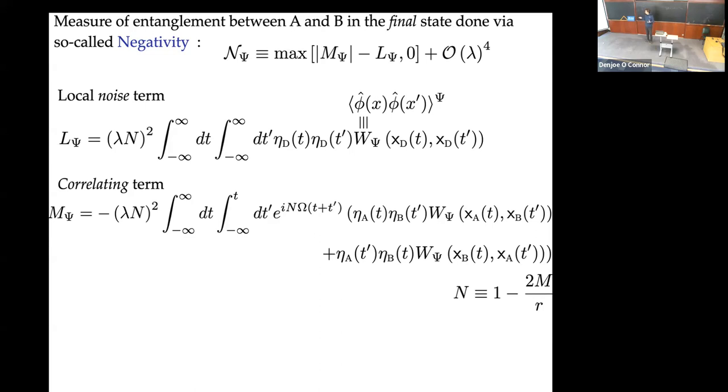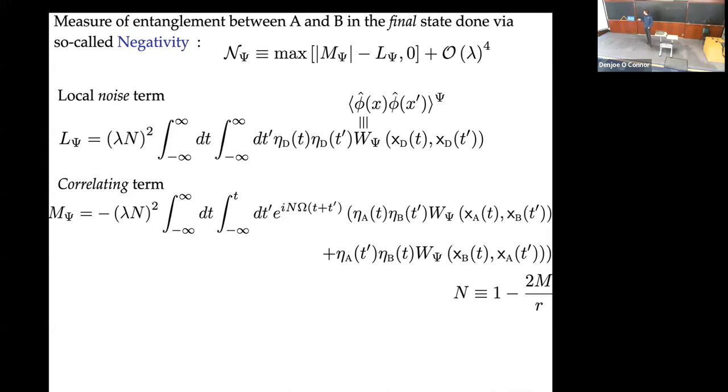That's the standard quantity used for measuring entanglement. So what's this? This is again an expansion in the coupling constant. The leading order is the maximum between 0 and M minus L. So what are M and L? L is the local noise term. Again, it's a double integral. Now it's the Wightman function, which I introduced earlier on. We had the Feynman propagator, theta of t minus t prime times the Wightman function, plus the swap of x and x prime. So this contains information about the quantum state of the field: the expectation value of the product of phi in some quantum state psi. In our case, it's the Unruh state.